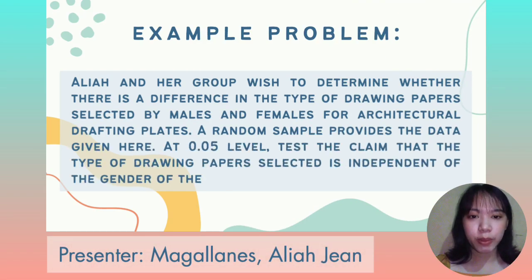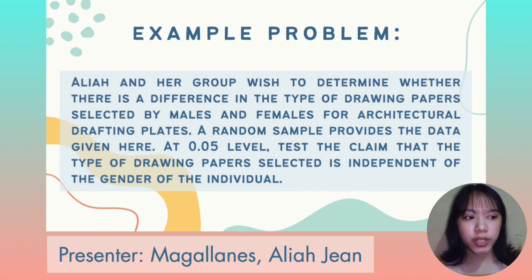Here is the example problem for the chi-square test for independence. Aliah and her group wish to determine whether there is a difference in the type of drawing papers selected by males and females for architectural drafting plates. A random sample provides the data given here. At the 0.05 level, test the claim that the type of drawing paper selected is independent of the gender of the individual.